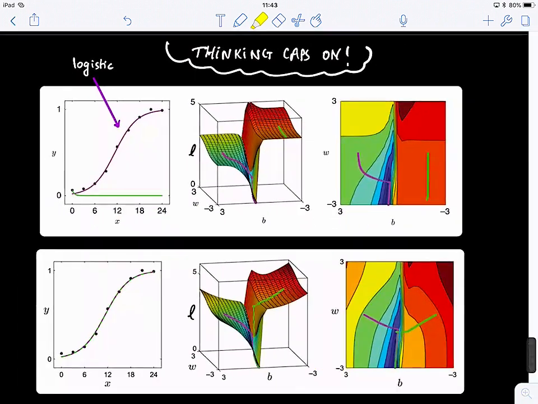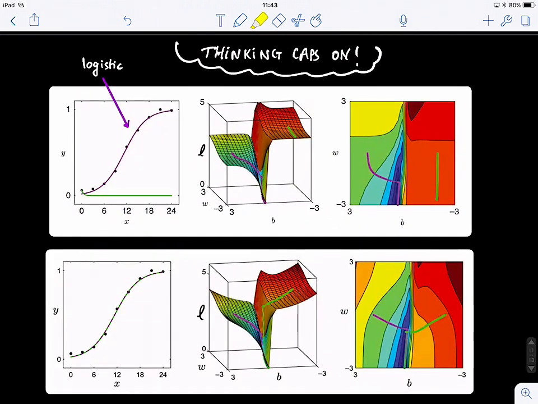Guys, this is the moment where you need to think, so thinking caps on. I would like you to think about how we can improve this problem. How can we solve this problem? How can we get a better solution, right? So what is the main idea?